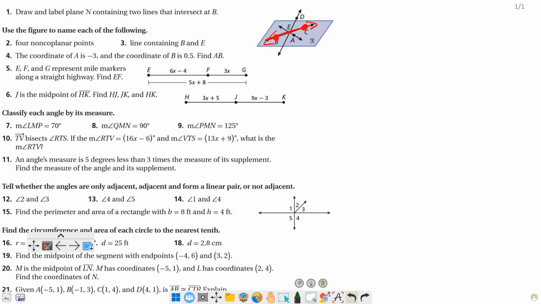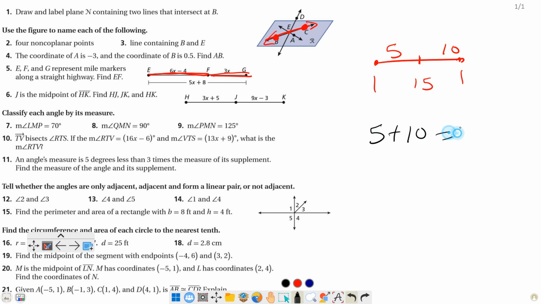And then we go to question 5. Question 5 tells us that we have EF and FG, and we're given the lengths of all of those. Well, we happen to know that if I take EF plus FG, it's equal to the whole thing. So if this is 5 and this is 10, how long is the whole thing? Well, the whole thing is 15, right? So I can use that by saying 5 plus 10 is equal to 15. Is that true? Yes.